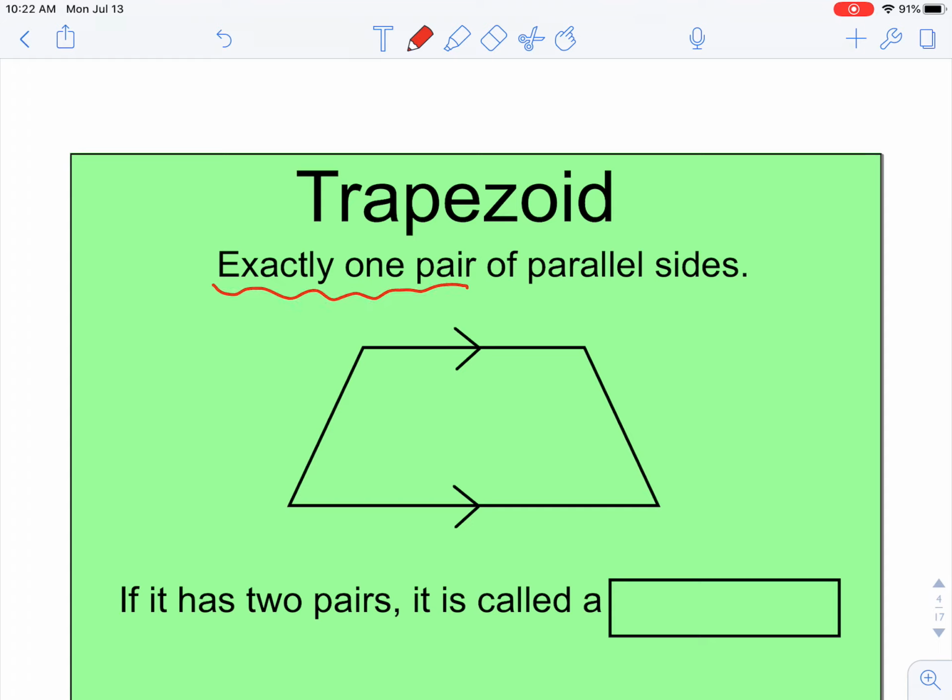So, a trapezoid has exactly one pair of parallel sides. If it had two pairs, then it would be called a parallelogram.